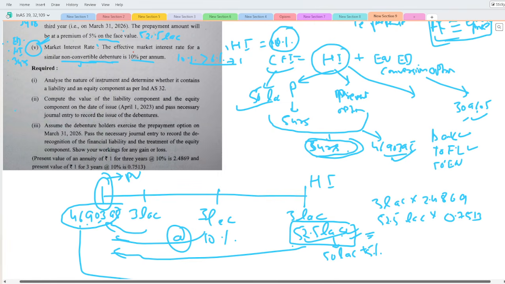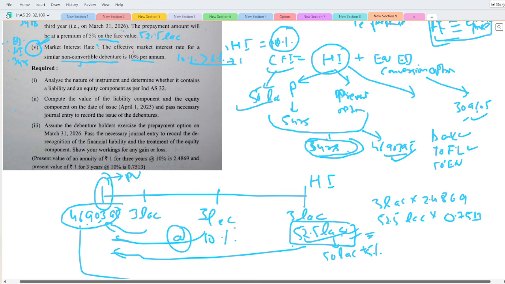Now coming to the third point. Assume the debenture holder exercises the prepayment option on 31st March 2026. Pass the necessary journal entry to record the derecognition of the financial liability and the treatment of the equity component, showing your workings for any gain or loss. Here there will be no gain or loss because at maturity your amortized cost will be 52 lakh 50,000.